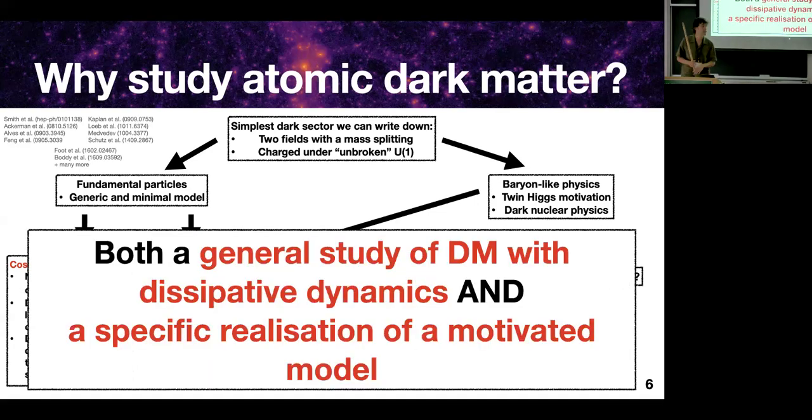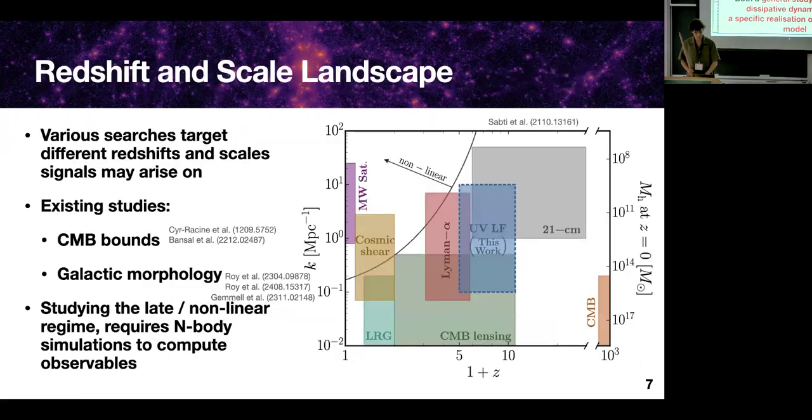But the point being is that ADM works as both a general study of features of dark matter with dissipative dynamics, but you could also think of it as a specific realization of a motivated model. And so now I've talked about the parameter space, but now we've also got lots of scales, lots of redshifts to actually look for this in observables.